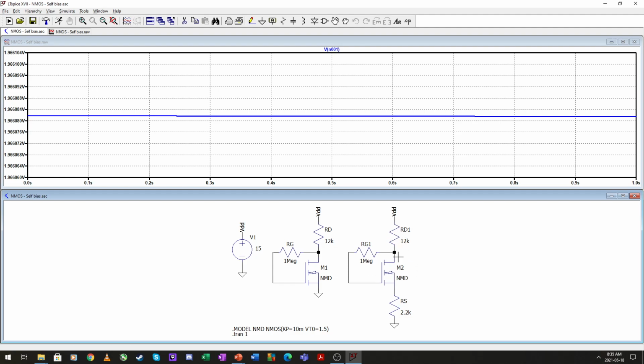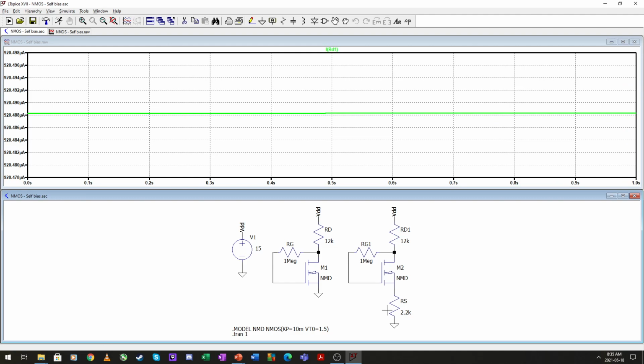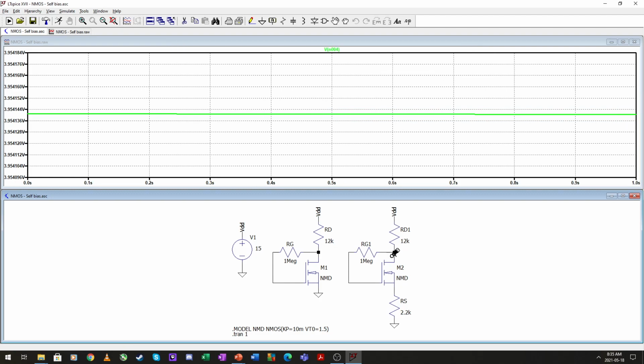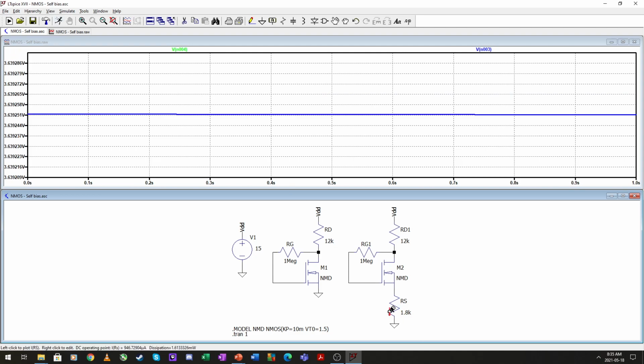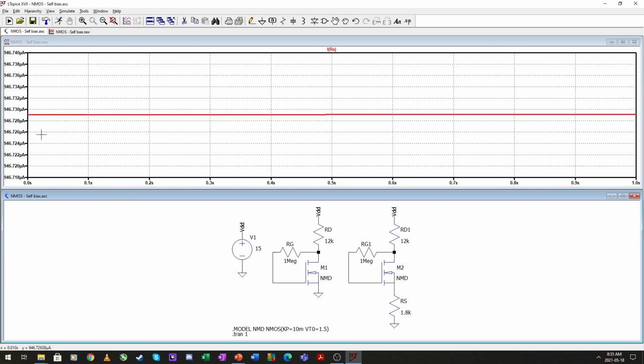Okay, let's look at the one with source resistor. Note that we have with RS much better control over our drain current now. And if we measure here and measure here, our gate voltage and our drain voltage is exactly the same now, which means that our VGS and VDS is still the same in this configuration. So the only improvement here is choosing our drain current a bit better and having it stabilized a little bit more.